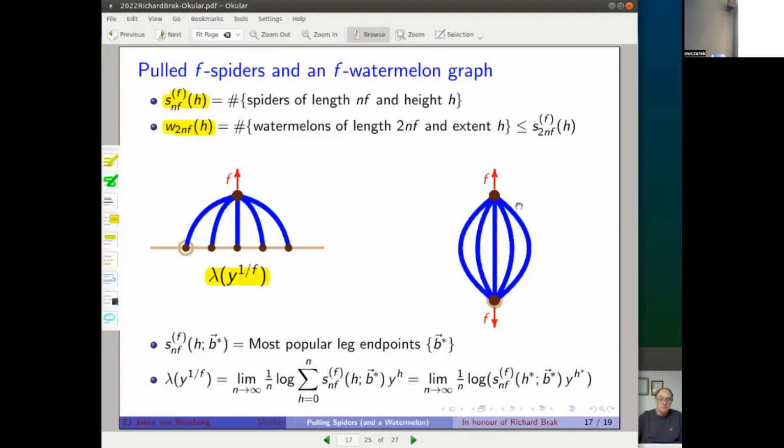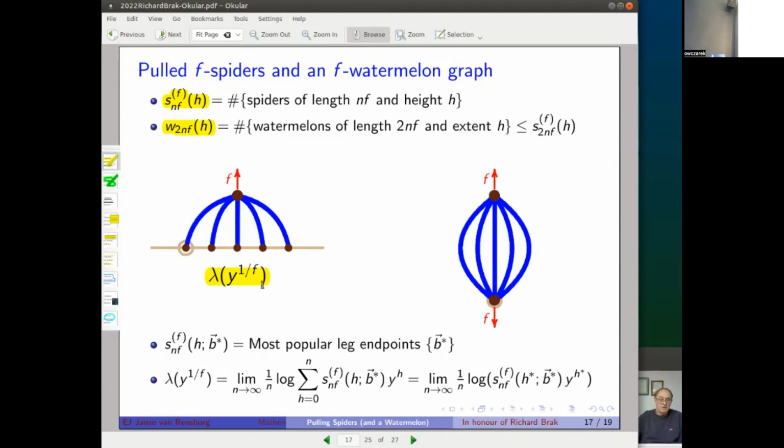Now, what you can notice, for example, is that the number of such watermelons is bounded from above by the number of spiders where you have double the length, or legs of length 2n, of height h. You do this by cutting the watermelon here in its bottom node, and then spreading out the legs in the horizontal direction to get your spider. And so spiders are clearly more numerous than watermelons. You have to make a little bit of an adjustment here. In fact, you should rather delete the last steps. So a little bit more care is taken, but it's not a difficult thing to do.